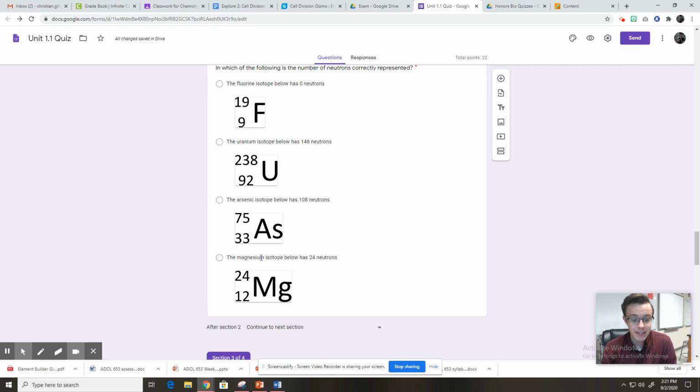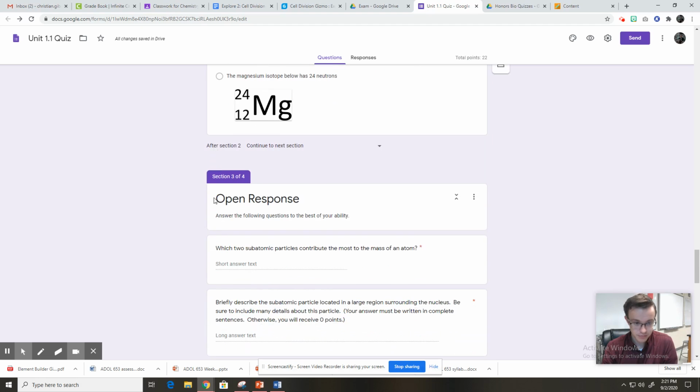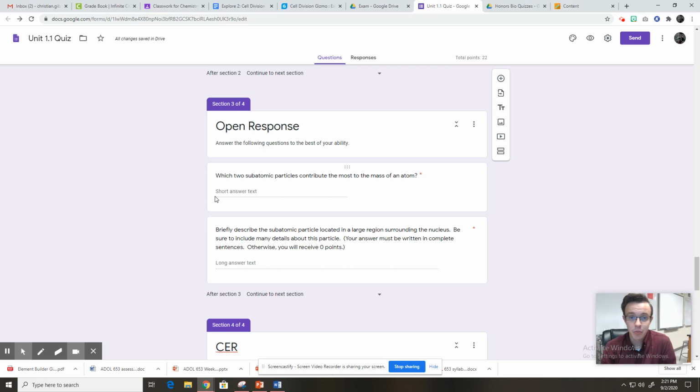And the last one, it says magnesium, here's its symbol and isotope notation, and it is claiming that it has 24 neutrons. So which one of these statements, which of the 4, is correct when stating how many neutrons that element has? All right, we're done with multiple choice.